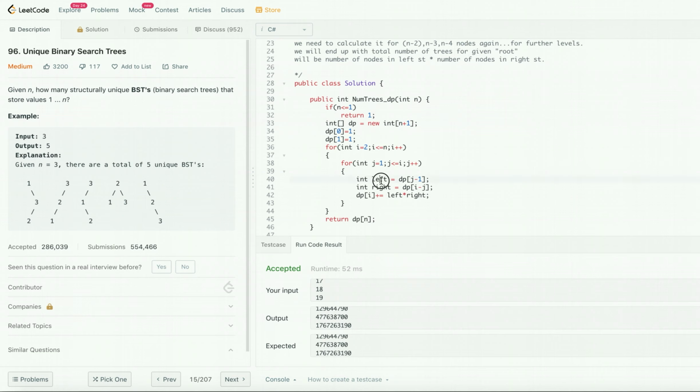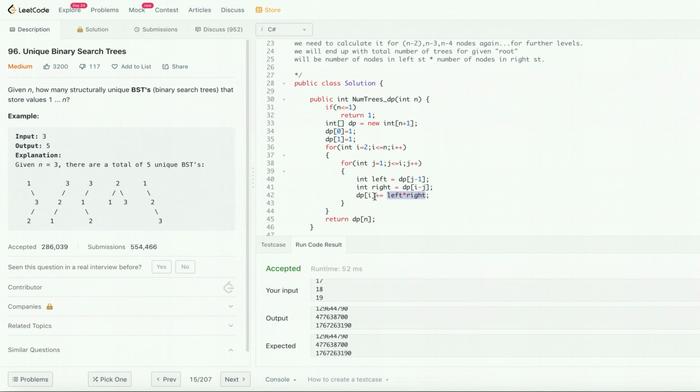On the left subtree, we are saying there are j minus 1 nodes, that means we are subtracting one node as the root node. We get that value from the dp array, and the remaining nodes go onto the right subtree. So, we are getting the values from left and right, multiplying the left and right, and then storing that value into the dp by adding whatever number is already available within the dp.